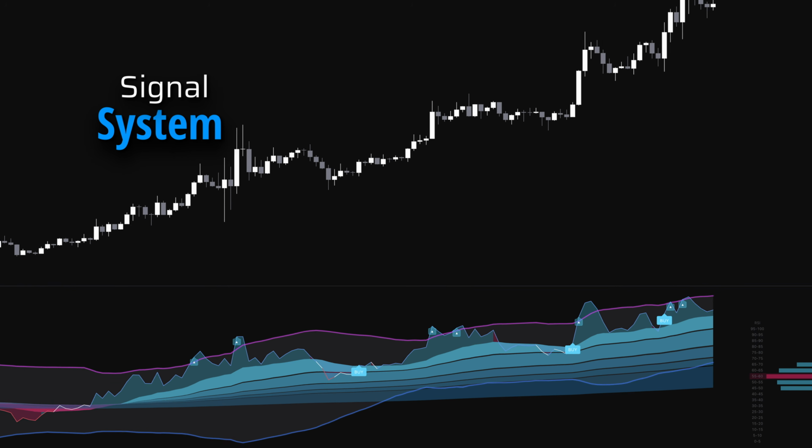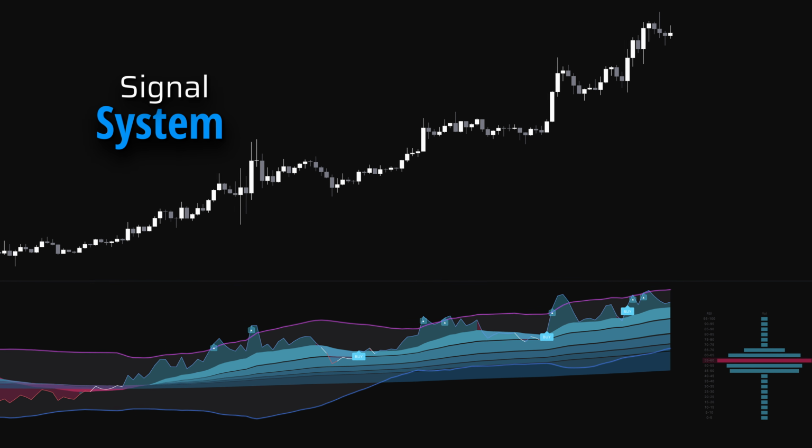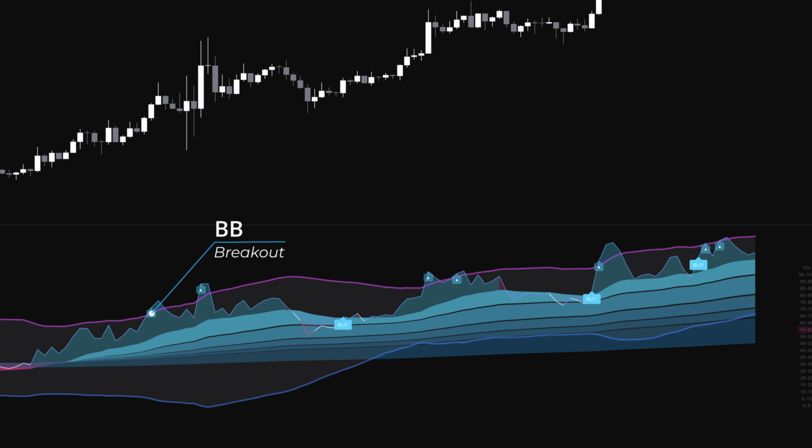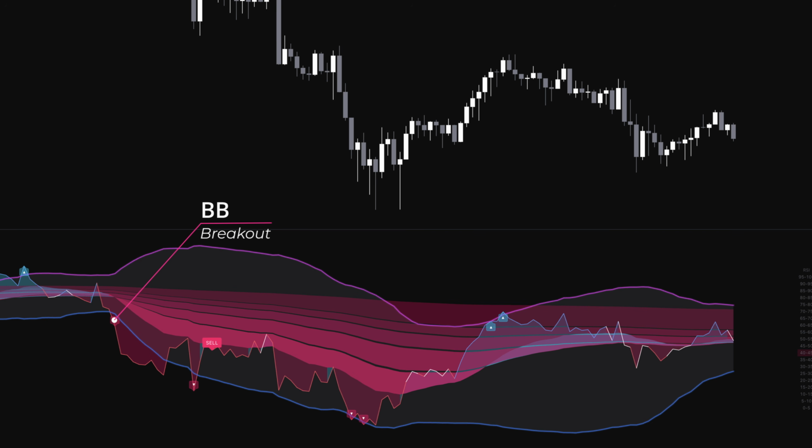The signal system is what separates Pro from the base version. It operates in two stages. The first stage is the BB breakout. When RSI crosses above the upper Bollinger Band, a small upward triangle appears and a long setup becomes active. When RSI crosses below the lower band, a downward triangle appears and a short setup activates.